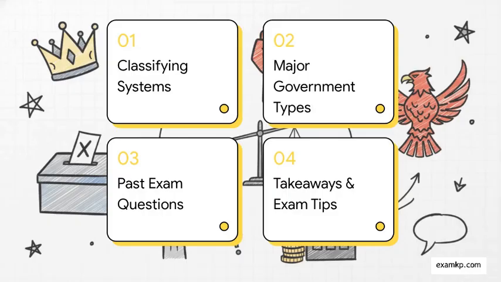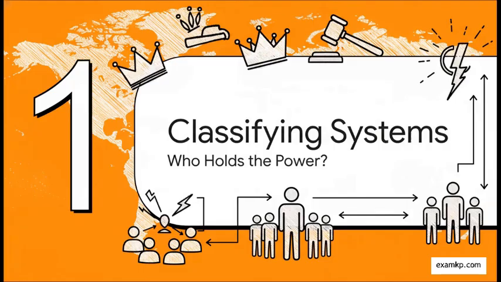Okay, so here's our game plan for today. First, we're going to start with the basics, how we classify these systems. Then, we'll explore all the major government types you need to know. After that, and this is the best part, we're going to solve some real past exam questions together. And I'll wrap it all up with my top tips to help you nail that A1. Ready? Let's get started. All right, first up, Section 1, Classifying Political Systems.